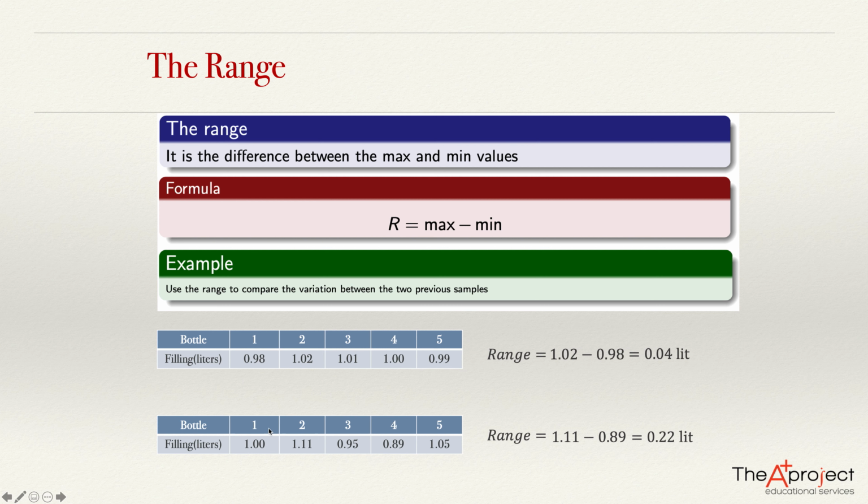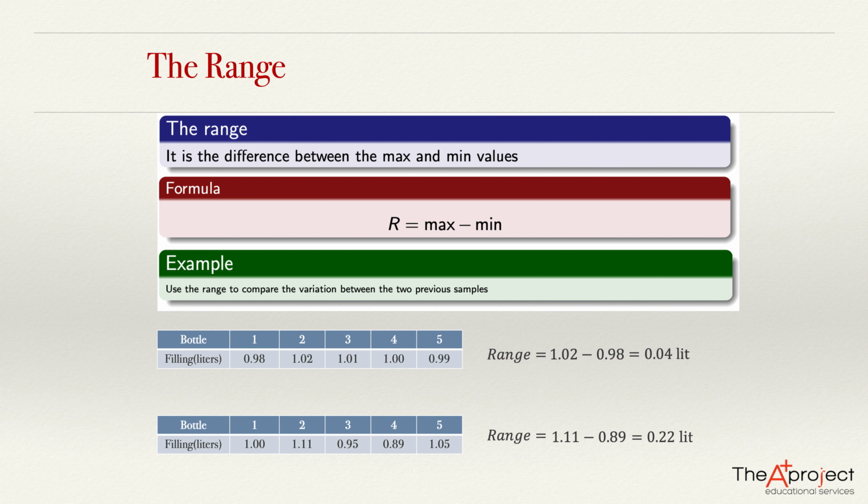Here I haven't written it, but it's 1.02 liters. This is 0.98 liters. So when you get the difference, it's 0.04 liters. And that is the definition and calculation of the range.